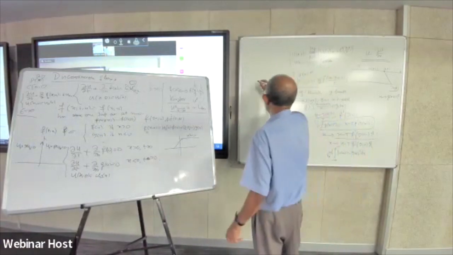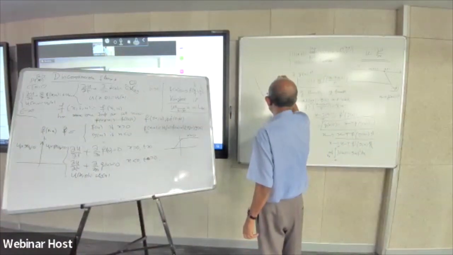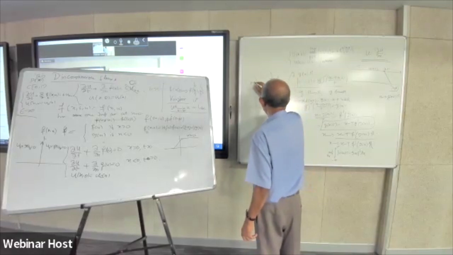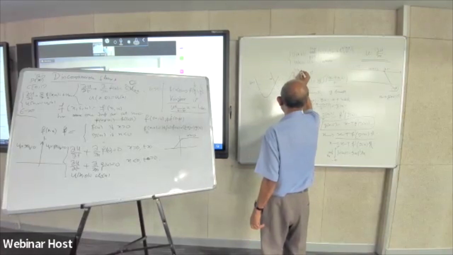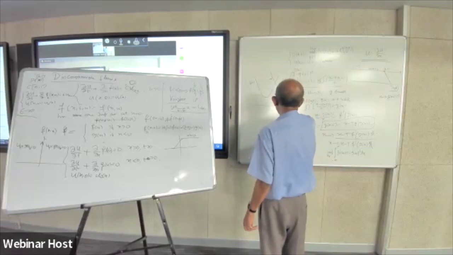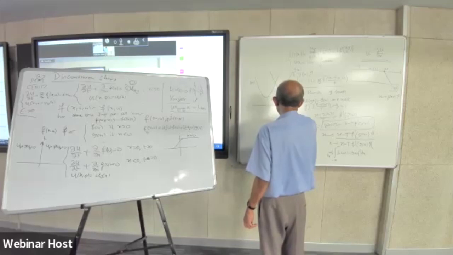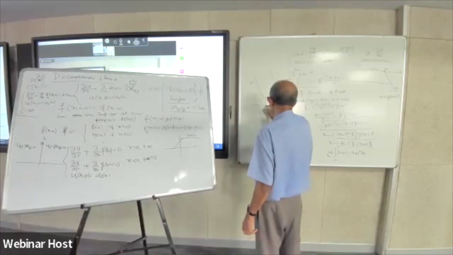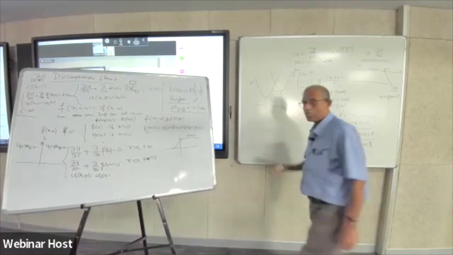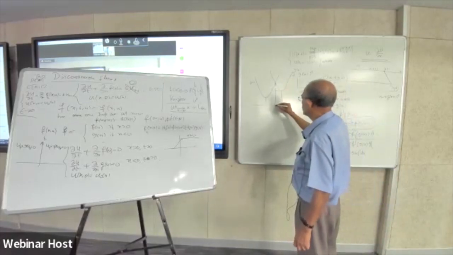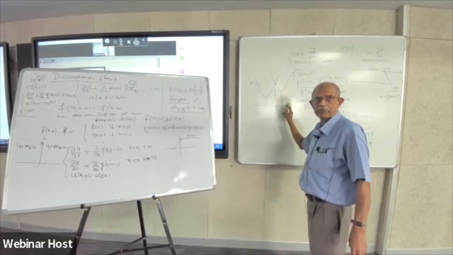Assume that f is like this, f of u, and g is like this. This is what I call theta g, the minimum. f and g are convex functions, with theta f the minimum of f and theta g the minimum of g. Then let c be the point of intersection of f and g, okay?